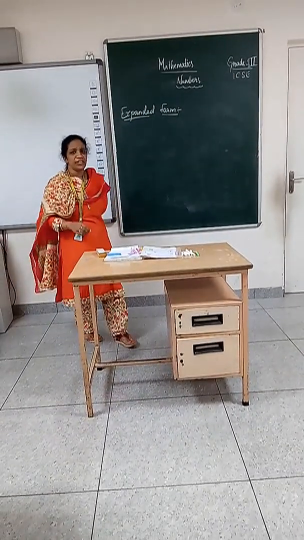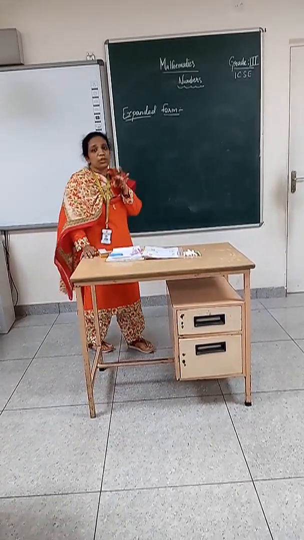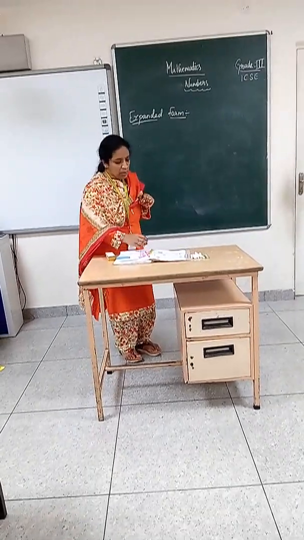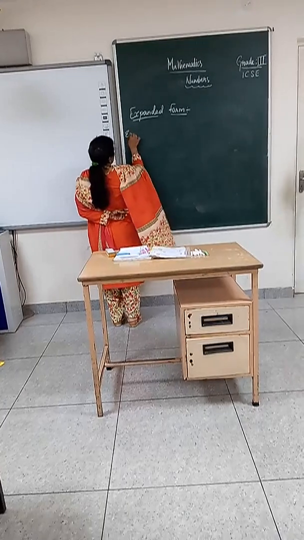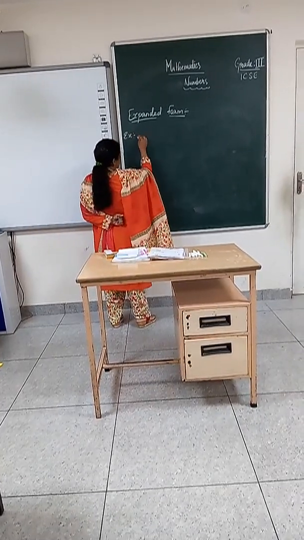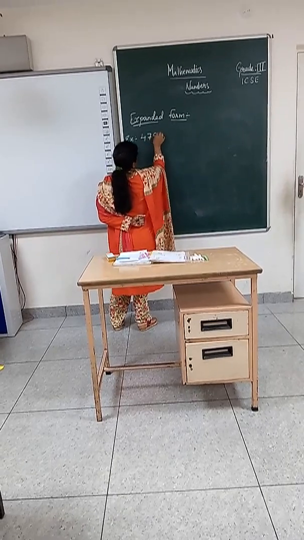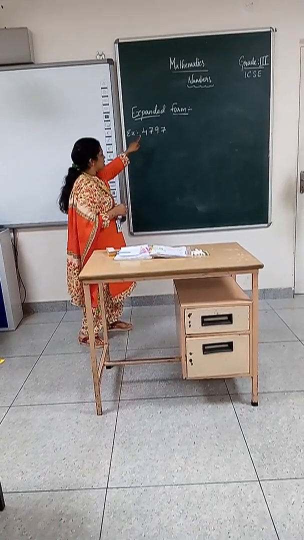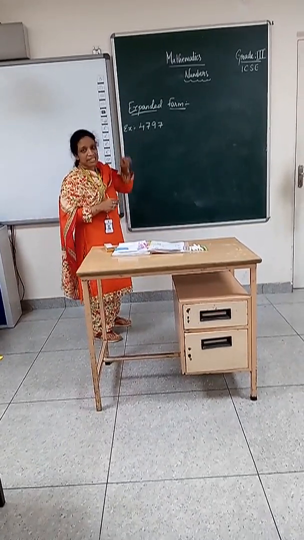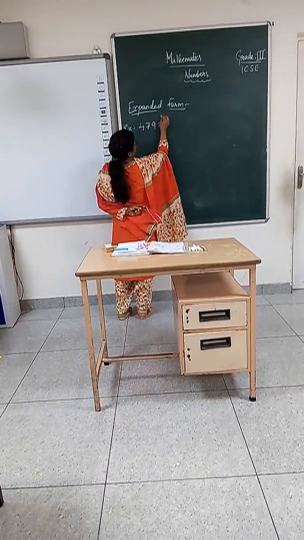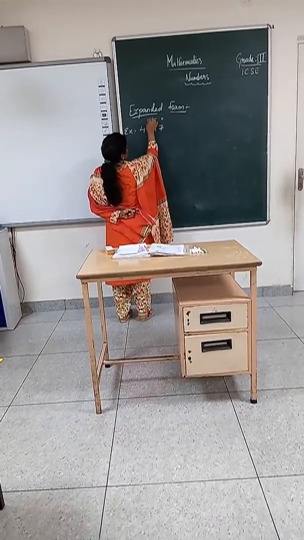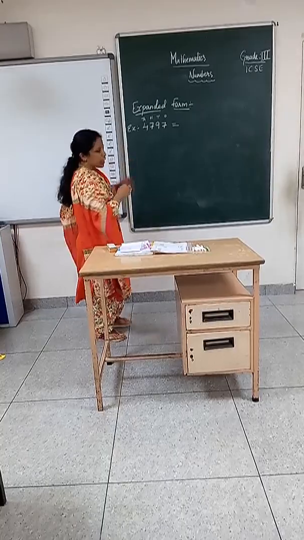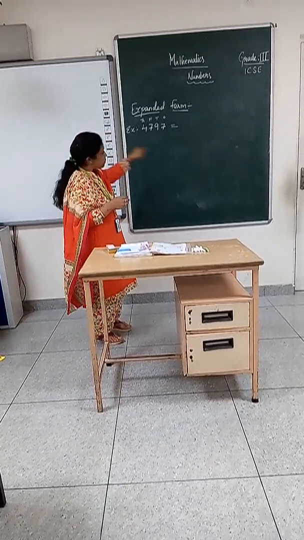So now children, I'll take an example. So first, to write the number in the expanded form, you have to keep their place values in your mind. So let us take an example here. Now look at this example. 4,797. So for which first you need to write ones, tens, hundreds and thousands. So now you know their place values. Accordingly you can expand the number.